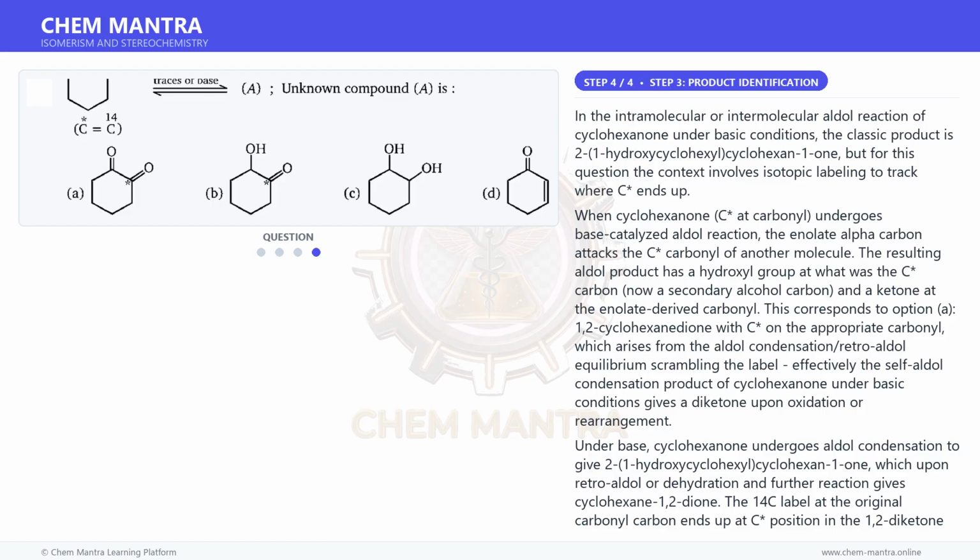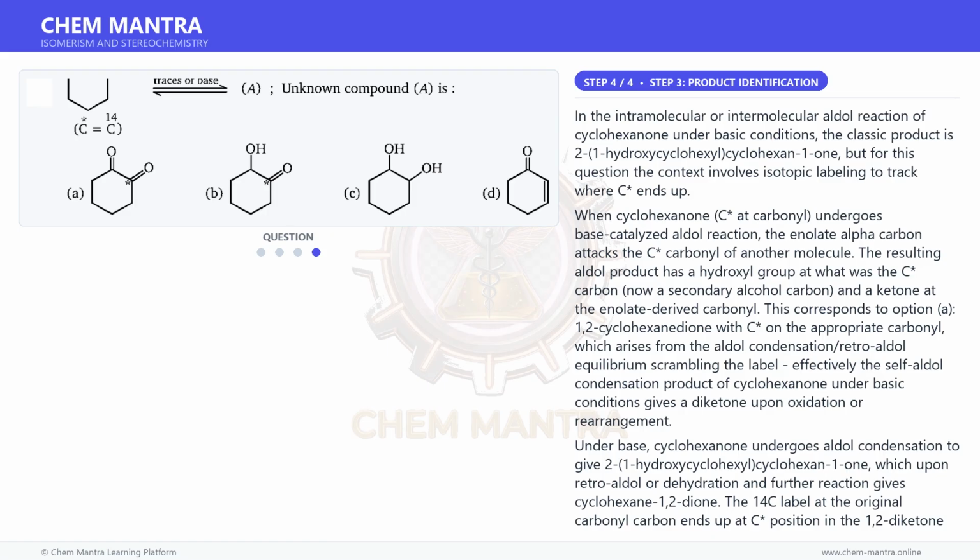Why other options fail? B, 2-hydroxycyclohexan-1-one. This is the initial aldol addition product but does not fully account for the equilibrium under base with label scrambling to give the diketone.